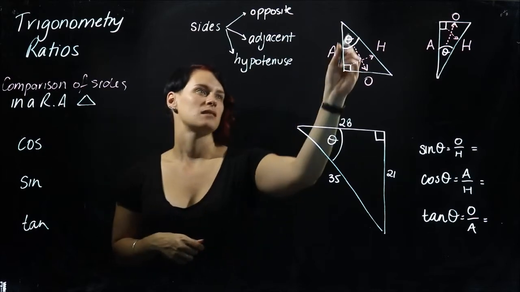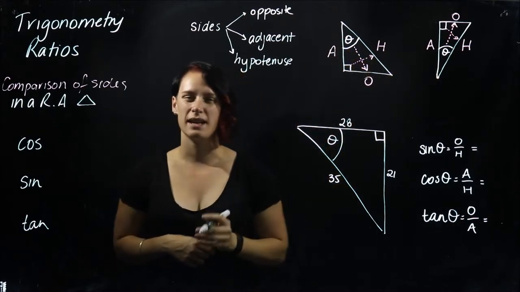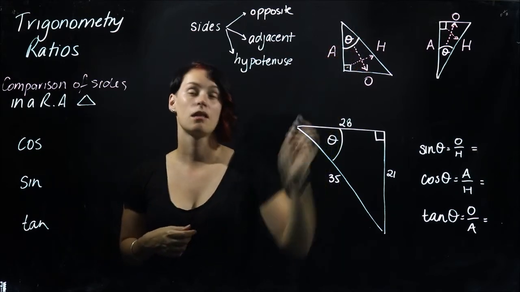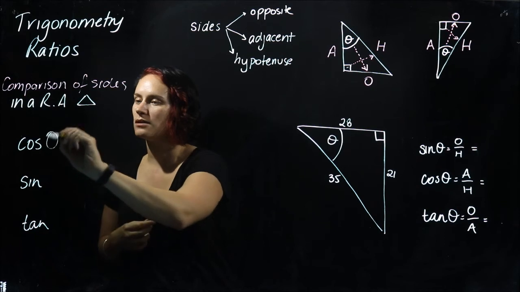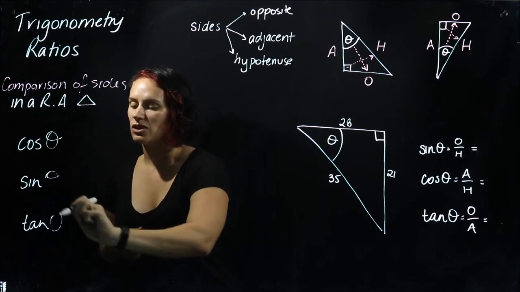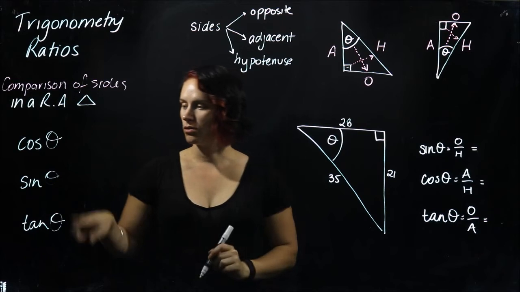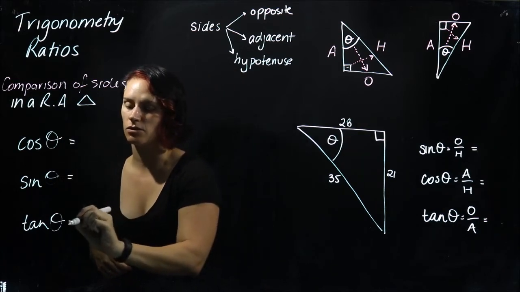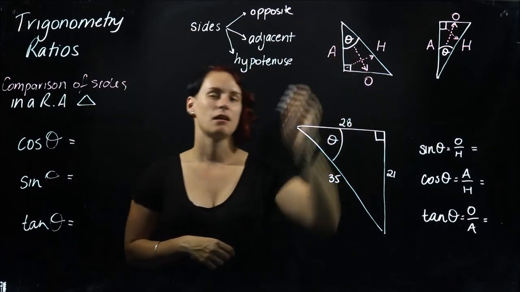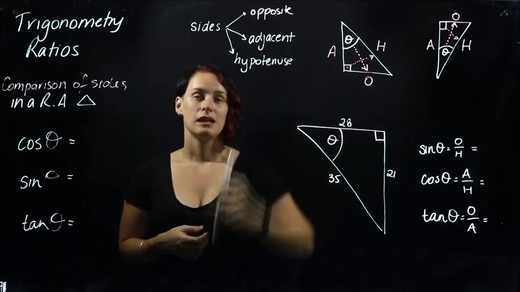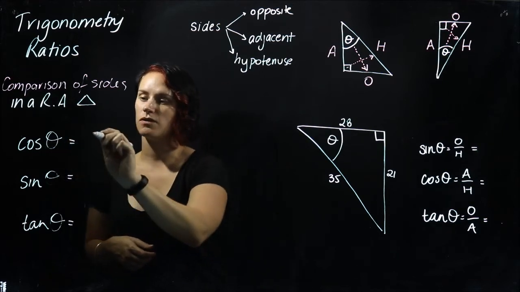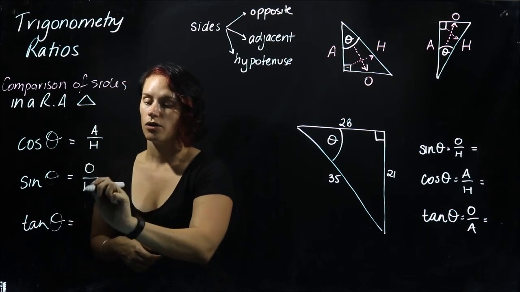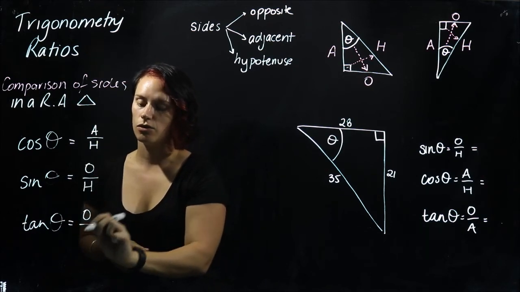Now, each of these has to relate to the reference angle. We always have to talk about our sides in reference to one of the angles that isn't the right angle. So we always talk about theta, which is the angle, because it's the unknown, okay? So our unknown angle is our reference angle here. If we are going to compare sides, we need to be able to talk about the different types of sides we have. So cos of theta is always going to be A over H. Sine of theta, O over H. And tan of theta, O over A.